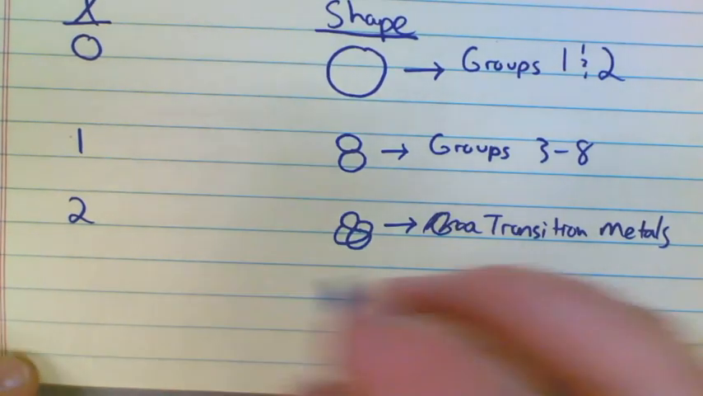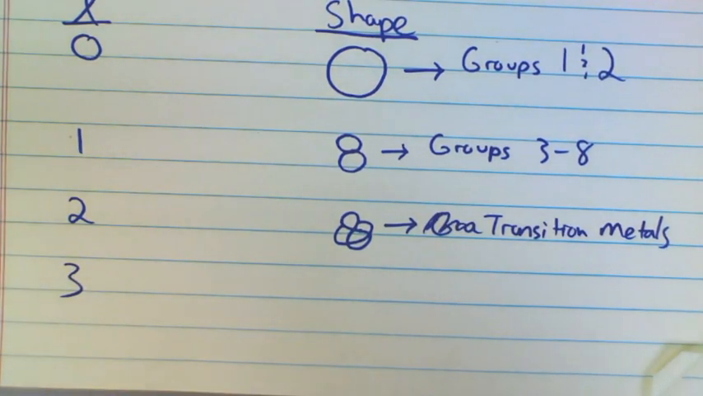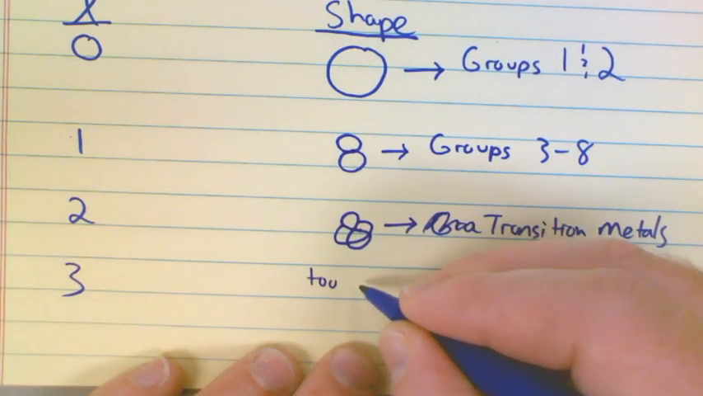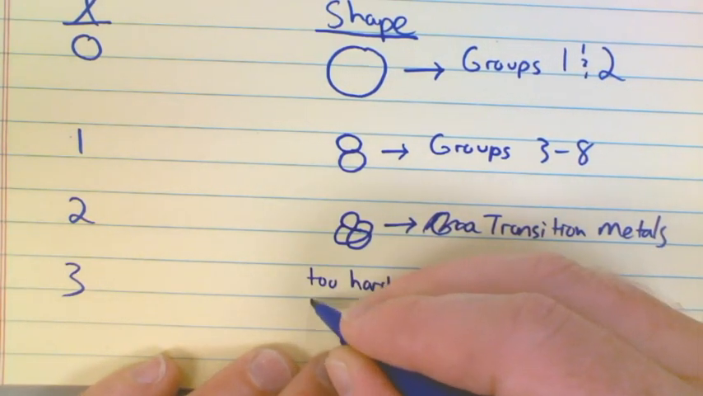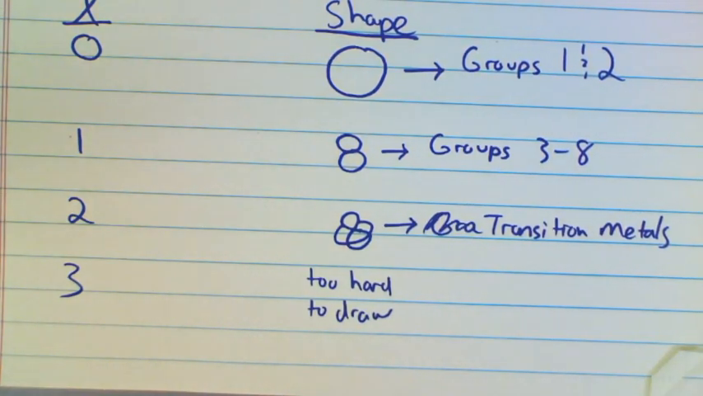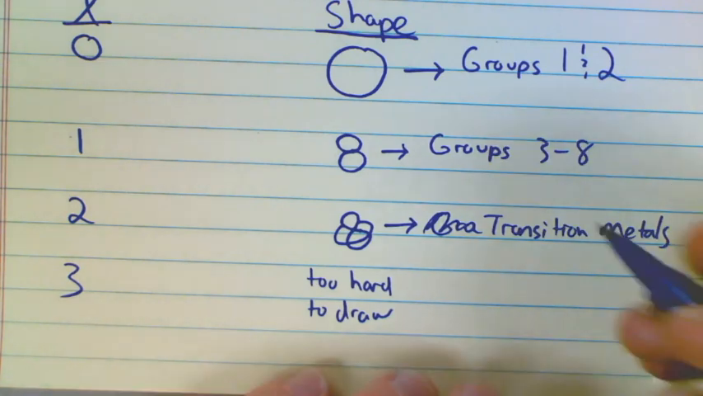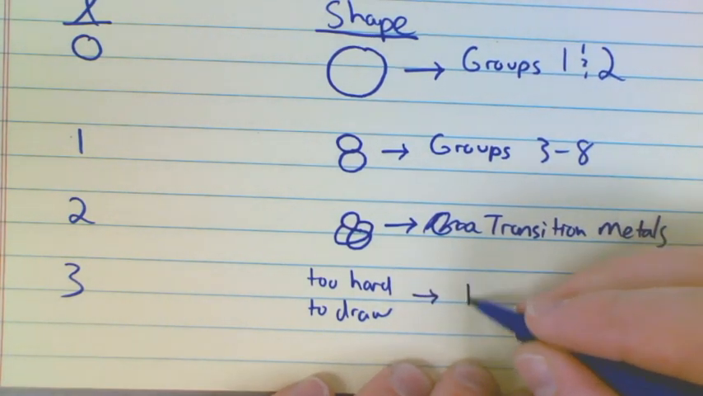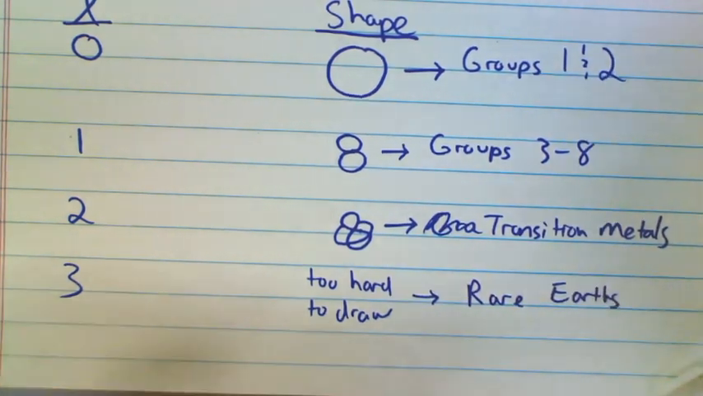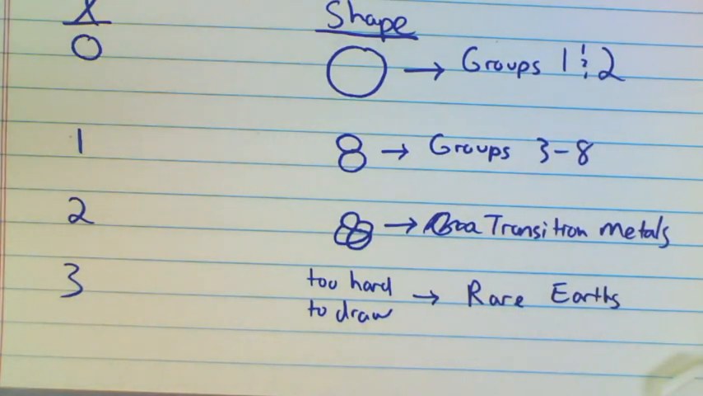And then lastly, L equals 3. This is too hard to draw. It's just really complex. I can show you guys some images later on. But it's just such an increased complexity, it's really difficult to draw for our notes. And this is going to be our rare earths. So you guys can kind of see we're divvying up the periodic table into regions.